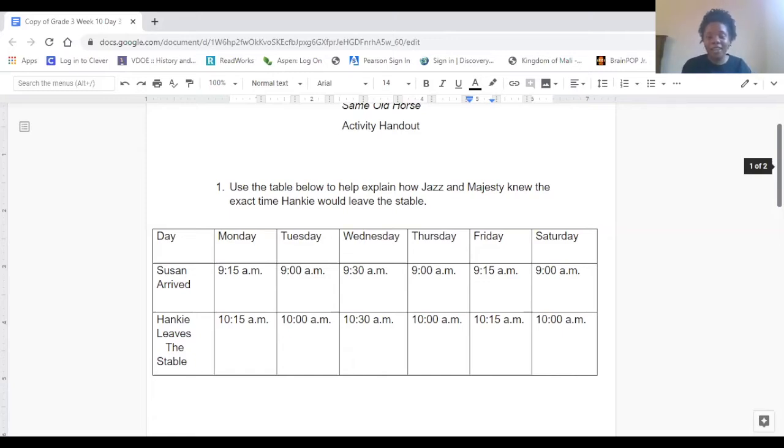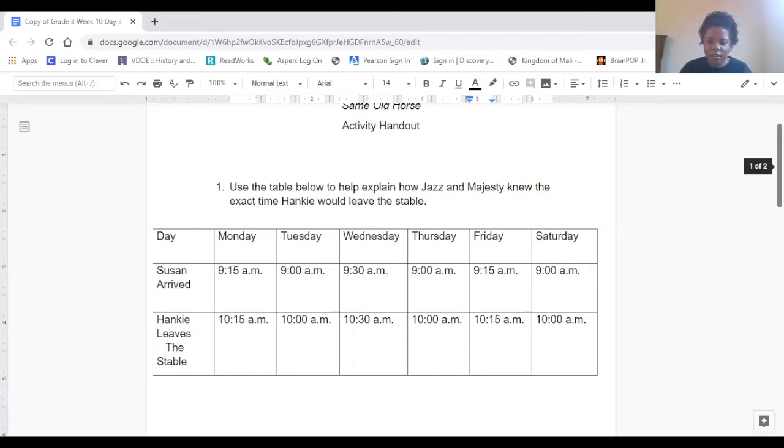Welcome back. Well, let's see how we can solve this problem. How can we identify the pattern? So on Monday, Susan arrived at 9:15 a.m. Hanky left the stable at 10:15 a.m. On Tuesday, Susan arrived at 9 a.m. and Hanky left the stable at 10 a.m. On Wednesday, Susan arrived at 9:30 and Hanky left the stable at 10:30.